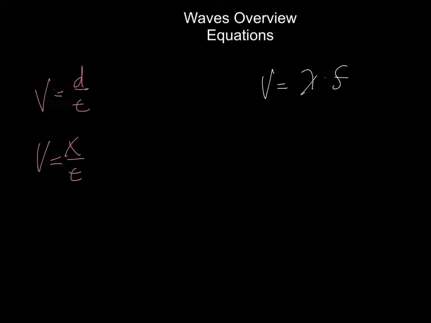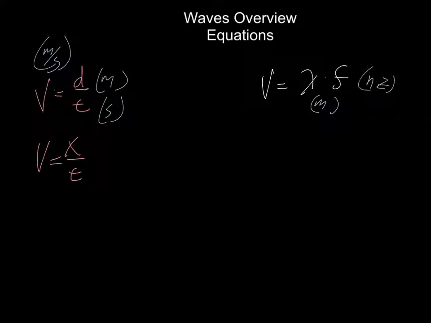Now I guess we should go in and talk about units. Over here our distance is in meters, our time is in seconds, our velocity is in meters per second, so units check out there. What about over here on the right hand side? Our wavelength is going to be in meters, our frequency is going to be in hertz, but remember hertz also means 1 over second. So if we take meters times 1 over second, we get meters per second, which is what we would expect to get for a velocity. So we have our two equations. Velocity is equal to distance divided by time, and velocity is equal to frequency times our wavelength.